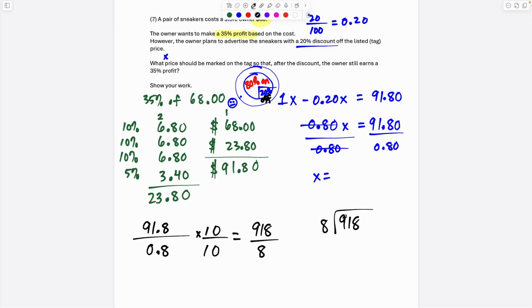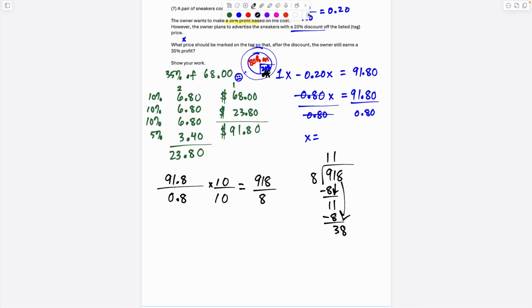And now I can say 8 goes into 9 one time. 1 times 8 is 8. Subtract. Remainder 1. We bring down this 1. 8 goes into 11 one time. 1 times 8 is 8. Subtract. Remainder 3. And now I bring down the last 8. So we could do 38 divided by 8. And for this one, we could get as close as 4 times 8 is 32. We subtract, we have a remainder of 6.